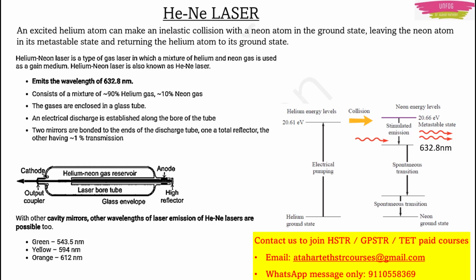Okay. And here optical pumping is not happening. Here electronic transition is happening because of electrical signals. See, we have this cathode and anode, right? We didn't have any cathode and anode in the solid state ruby laser. Okay. And here the main important thing is that after the collision between helium and neon atoms, the gas atoms, only then the stimulated emission will occur.